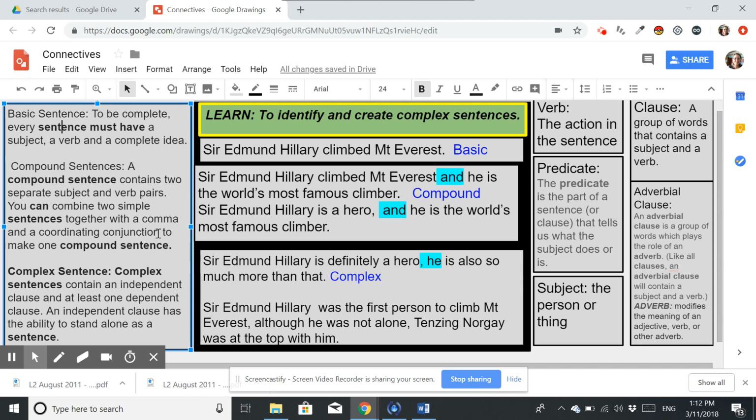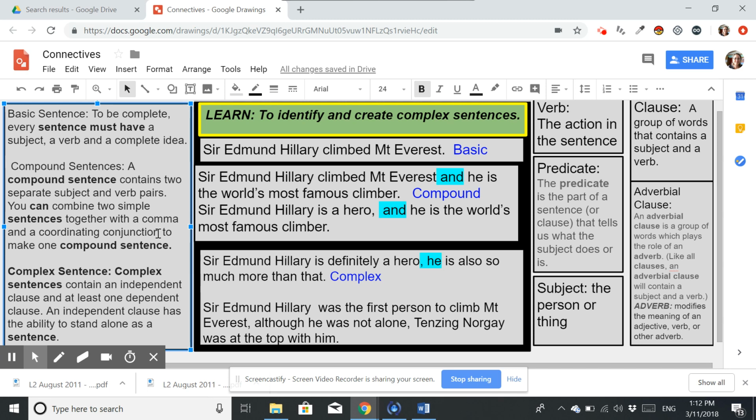Now, another thing to think about as we go on and begin to get better at writing and identifying our complex sentences is the subordinating clause or the adverbial clause. An adverbial clause is a group of words which plays the role of an adverb. An adverb modifies the meaning of an adjective, verb, or other adverb. So it needs to still contain a subject and a verb.